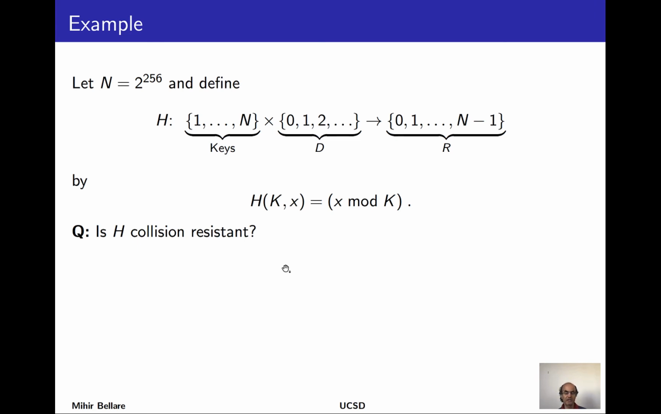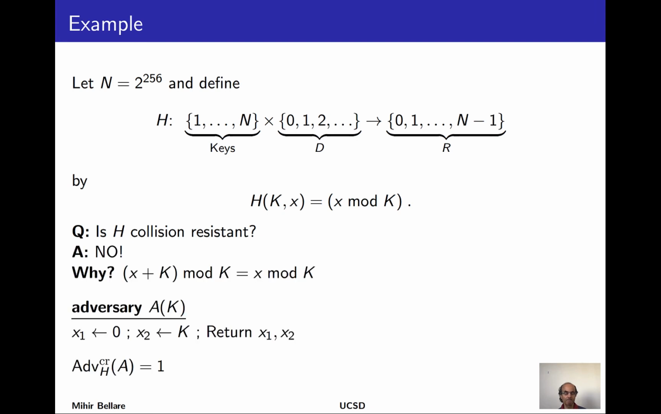Okay, is h collision resistant? What that means is you're asked, can you design an adversary that easily finds collisions in h? It's not hard. Here's intuitively why. One reason, here's an equation that's true. If I take some x and add k to it, and then take the result mod k, since k mod k is 0, I get back the same x. So x plus k and x form a collision.